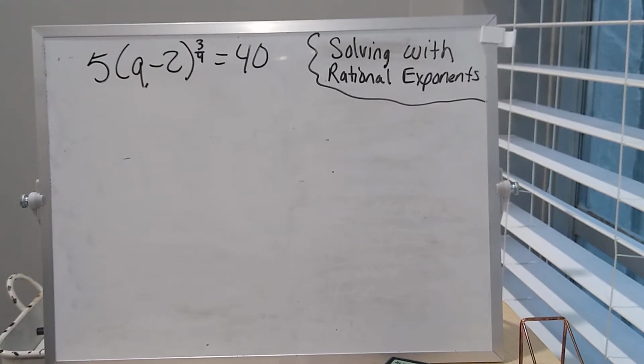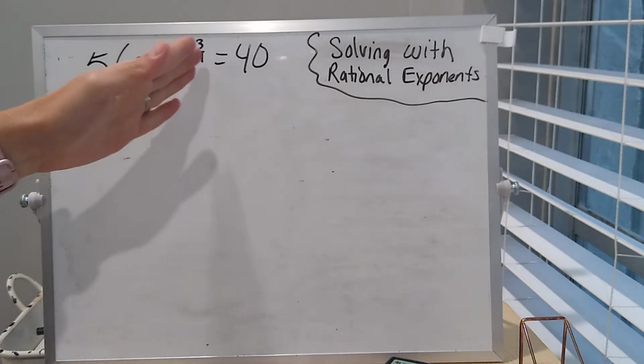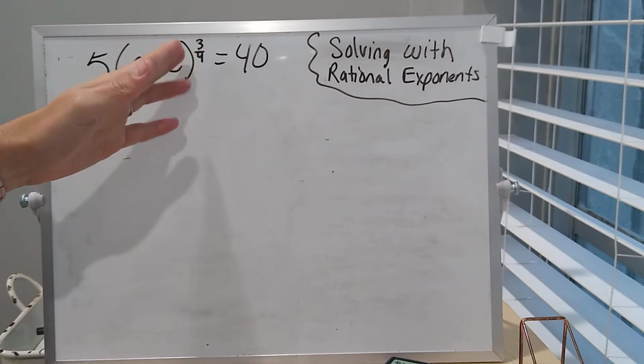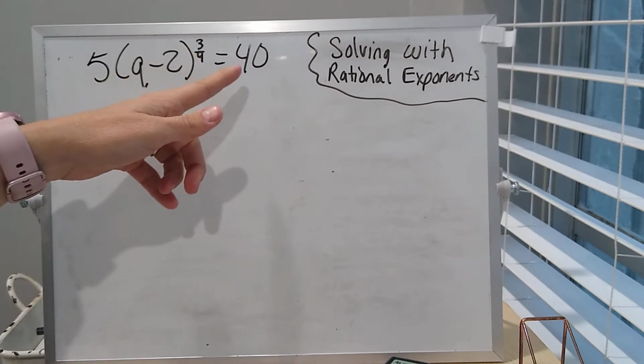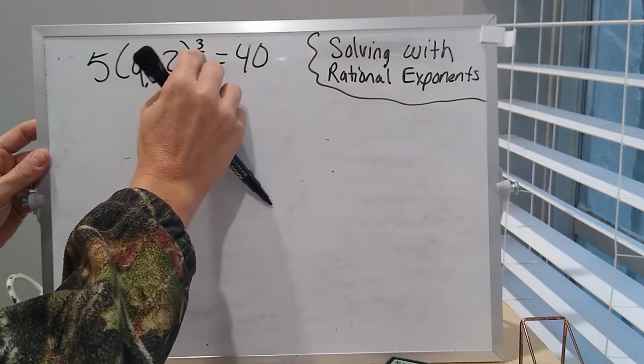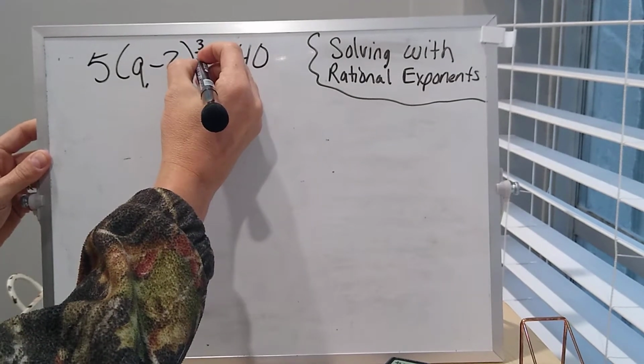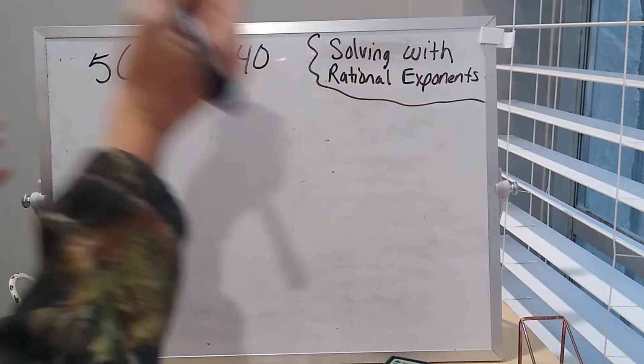Okay, Algebra 2 students, today we're going to practice solving with rational exponents. So in this example, we've got 5 times the quantity of q minus 2 raised to the fractional exponent of 3/4, and it all equals 40. I know this is touching, so you can't really tell it's a 4. Let me fix that. Okay, that didn't help much.